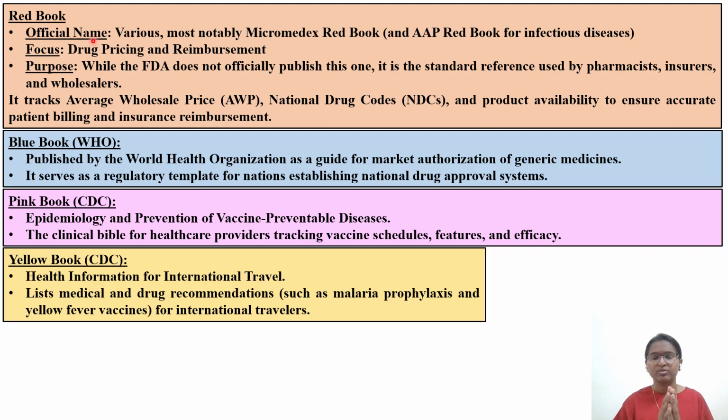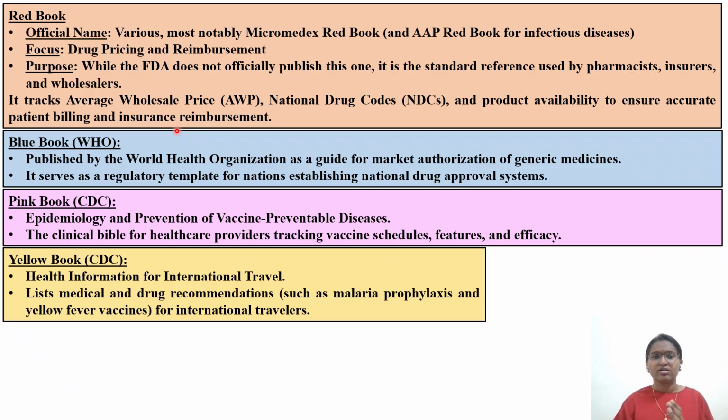I will show you which part of the syllabus it is given. Official name various, most notably Micromedex Red Book. When you read about the Red Book, you will come across two things. One thing is with respect to this pricing index. It will track wholesale price, national drug codes, and product availability to ensure accurate patient billing and insurance reimbursement.